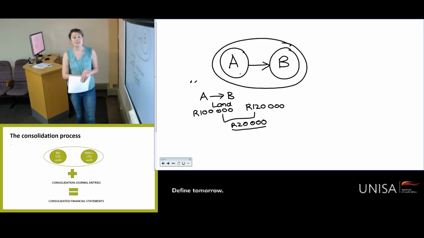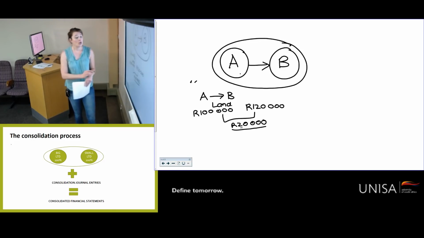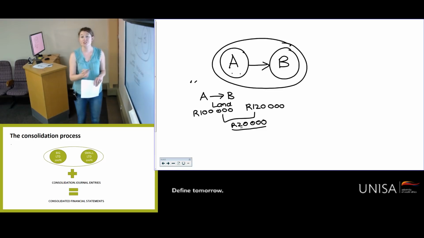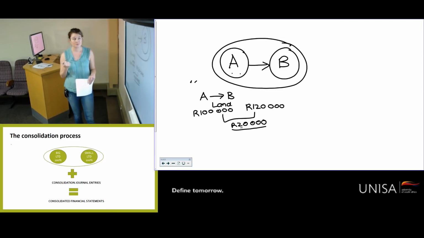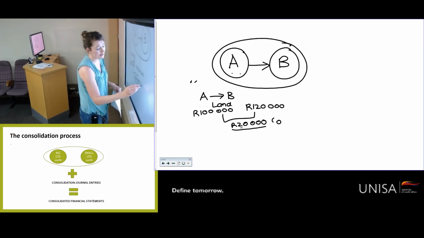So what consolidation journal entry do I need to pass? Well, the first step is to determine in which account this 20,000 Rand is sitting. Because I need to know in which account the 20,000 Rand is in the books of A to know from which account I must take it out of. A Limited would have recognized this profit of 20, and this profit of 20 would be sitting in A Limited's other income.